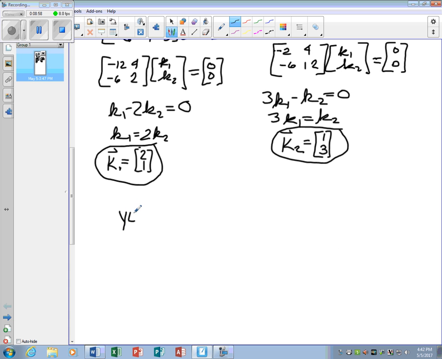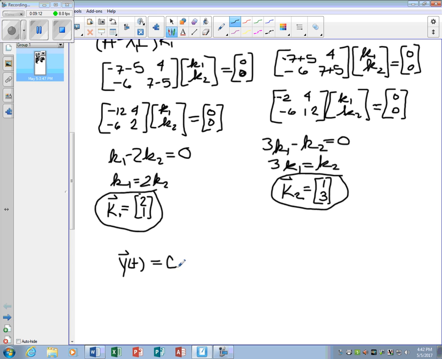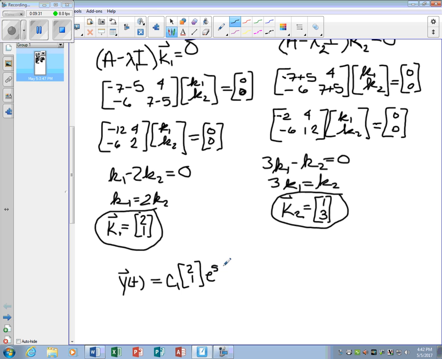Okay. So now this is our general solution. So the vector y of t equals c1, and then our first k value is 2, 1, e to the whatever our first lambda value is, 5t, plus c2, our k2 value, 1, 3, and this was negative 5, so e to the negative 5t. So this is our general solution right here.